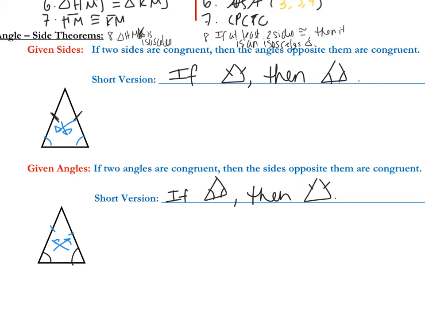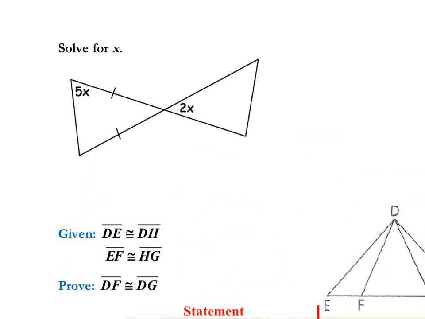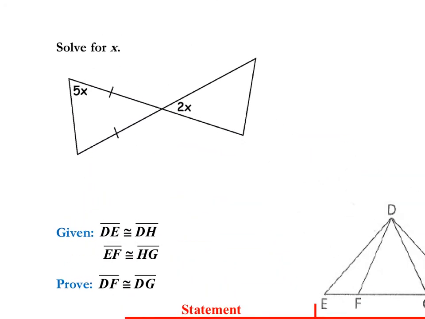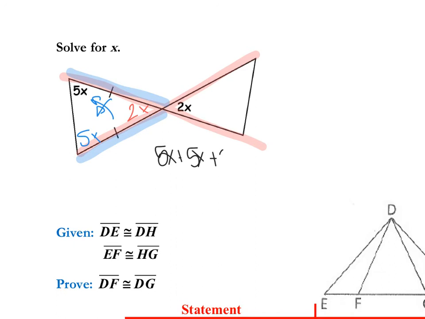Okay, based off this information, let's go ahead and do an algebraic problem. So first of all, notice that we have vertical angles. Remember that vertical angles are congruent. So if the right side is 2x, then that means the left side is 2x. Then notice that we have two sides of a triangle congruent. So that means the angles opposite them are also congruent. So this is 5x. And what do we know about the triangle? A triangle adds up to 180 degrees. So 5x plus 2x equals 180, and we get x to equal 15.